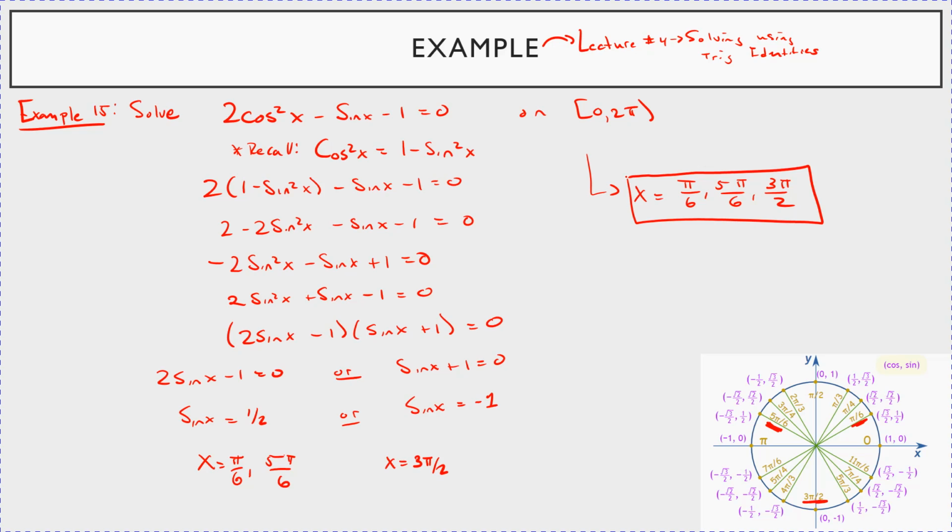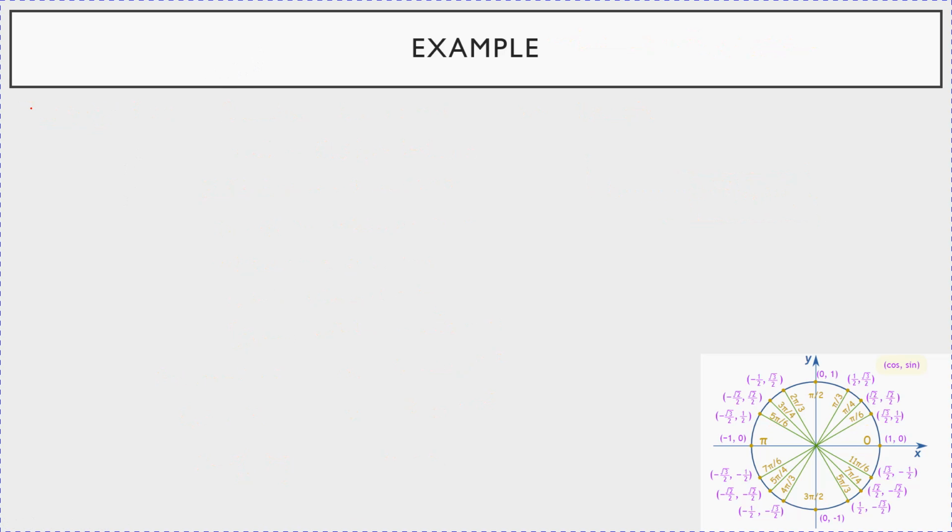All right, so you want to get it in terms of one trig function if you can. Let's take a look at one where maybe it's not going to work out like that, and you're going to get 2 trig functions, and how you'll handle that one. All right, so here's example 16.